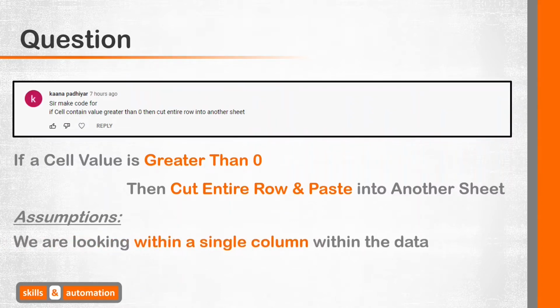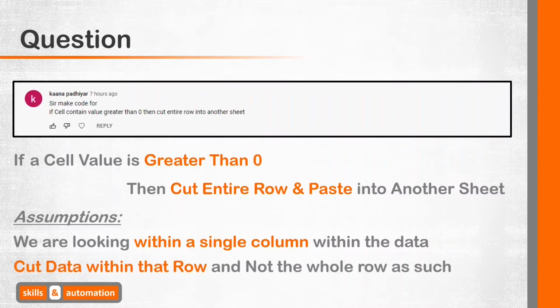First assumption is that even if we have a data set with multiple columns, we are going to look for values greater than 0 in just one column. Second assumption is that we will cut and paste the data within the row and not the entire row as such. And as mentioned earlier, I'm going to expand the scope to include both cut and copy methods.